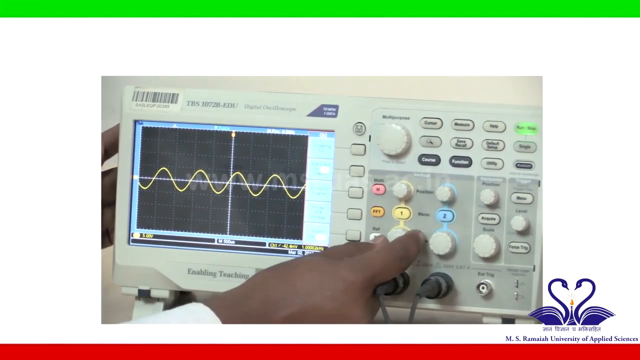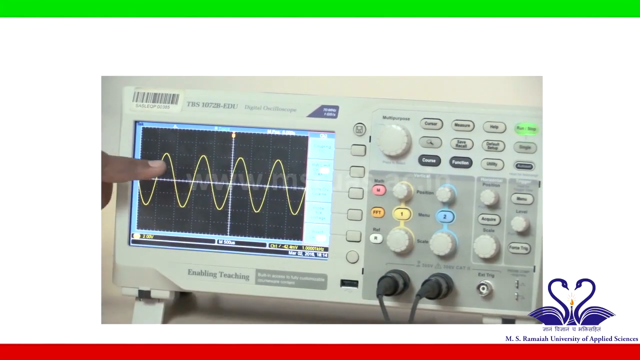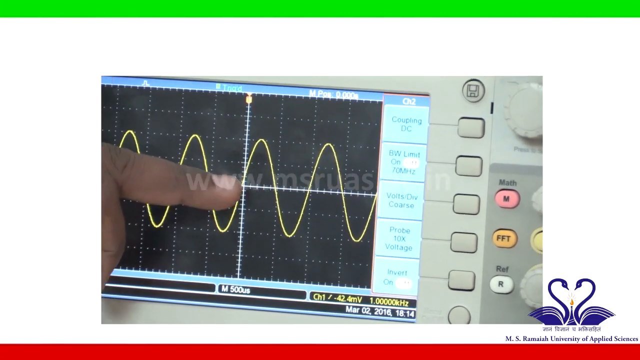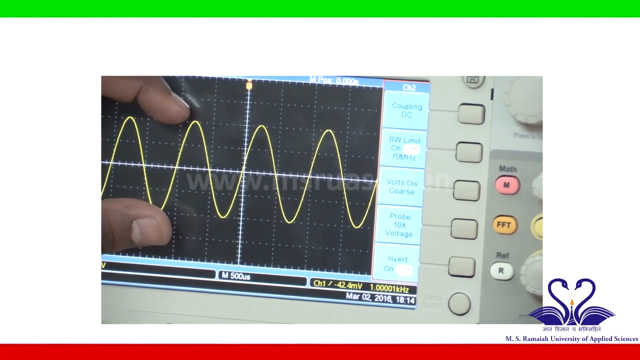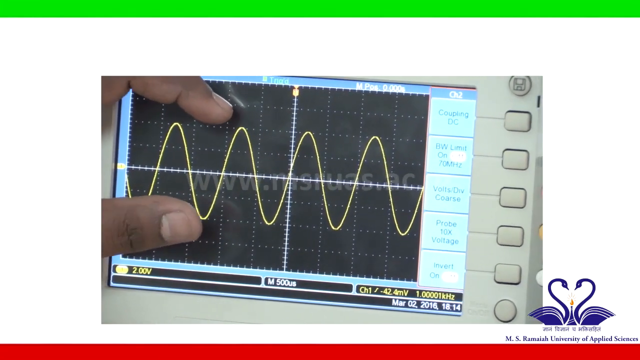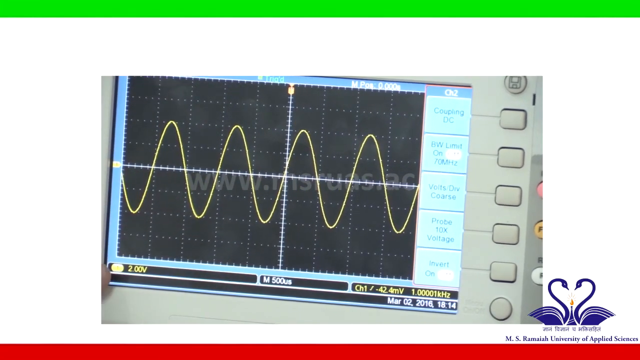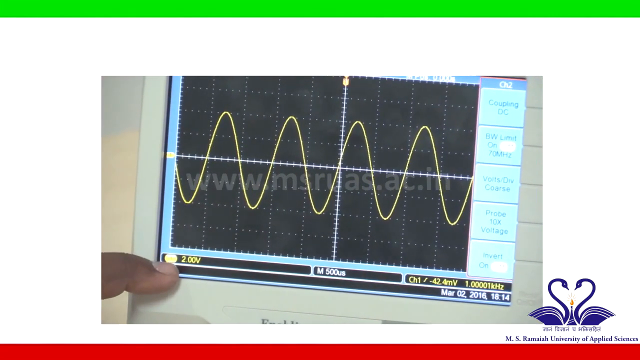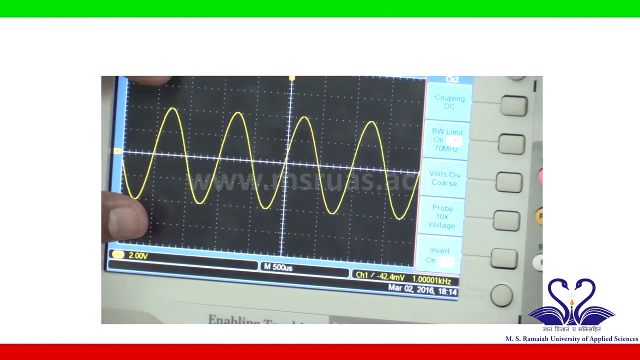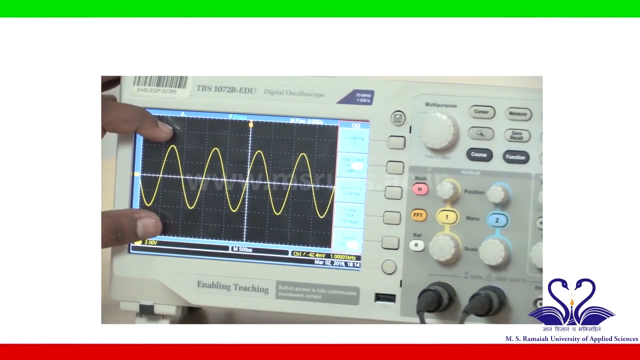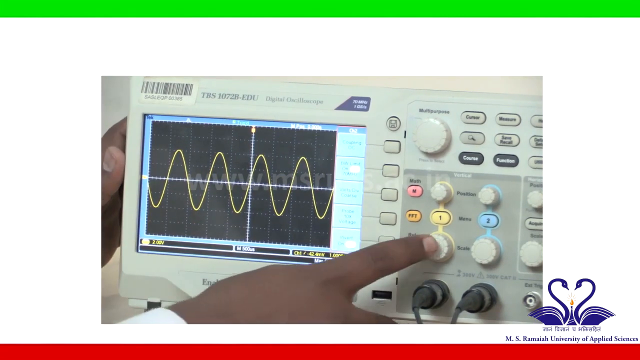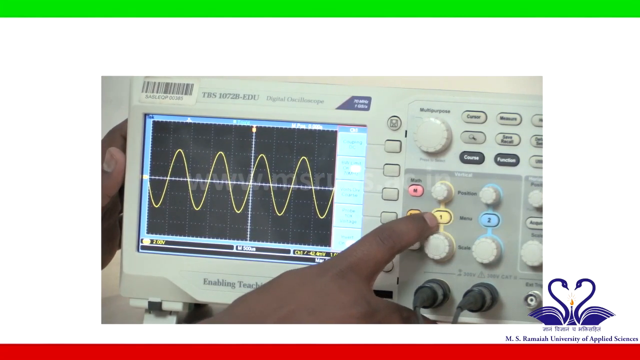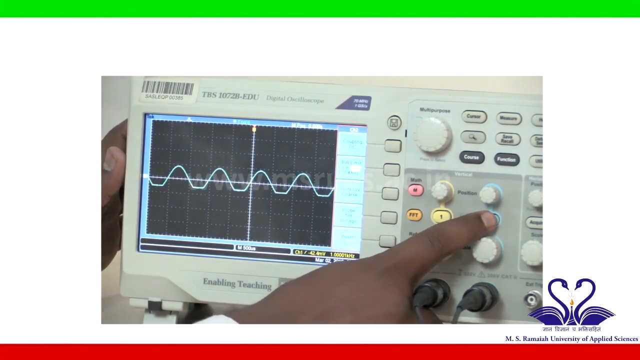I will measure how much it is, so I will zoom it. If you see this input voltage, above the reference line it is covering 2 blocks, below the reference line it is covering 2 blocks. So from positive to negative totally it is covering 4 blocks. So 4 blocks into channel 1 scale, that is 2 volt, 4 into 2 equals 8 volt peak to peak. So the input has a value of 8 volt peak to peak amplitude. So let us check what output we are getting for this input. So turn off the input signal by pressing button 1 and turn on the output.